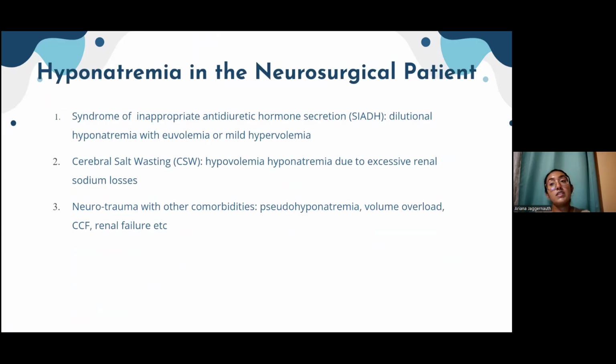Just discussing a little bit more about hyponatremia in the neurosurgical patient, there are three main topics of discussion, two of which I'll be focusing on today. The first one is syndrome of inappropriate antidiuretic hormone secretion, SIADH, which is a dilutional hyponatremia with euvolemia or even a mild hypervolemia. Then there's cerebral salt wasting, which is hypovolemic hyponatremia due to excessive renal sodium losses. And thirdly, there's neurotrauma with other comorbidities present, such as pseudohyponatremia, volume overload, congestive cardiac failure, and renal failure, amongst some.